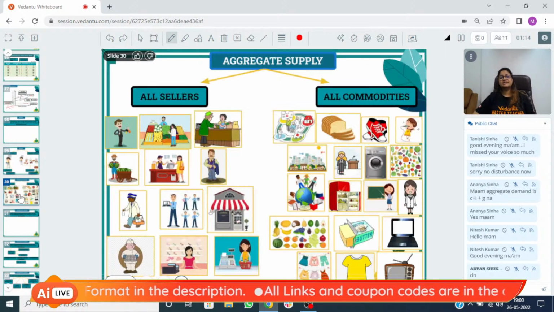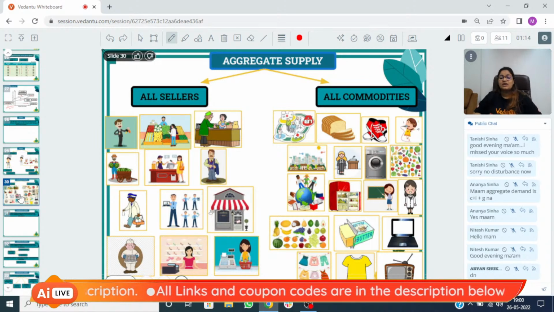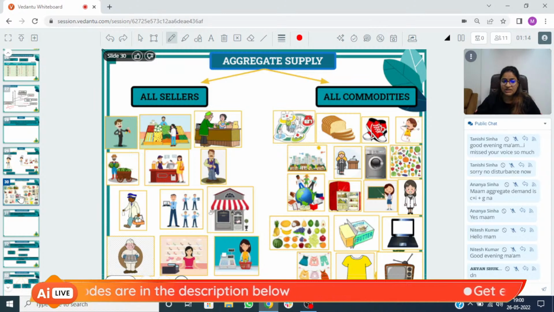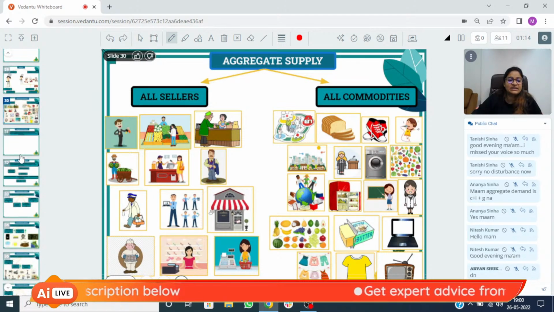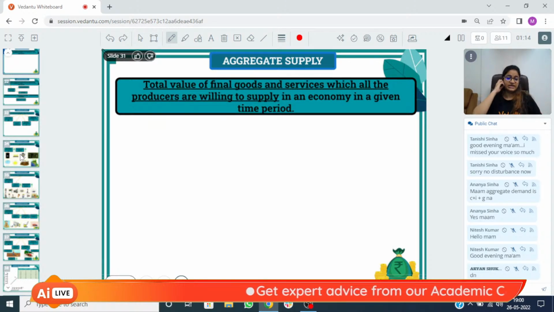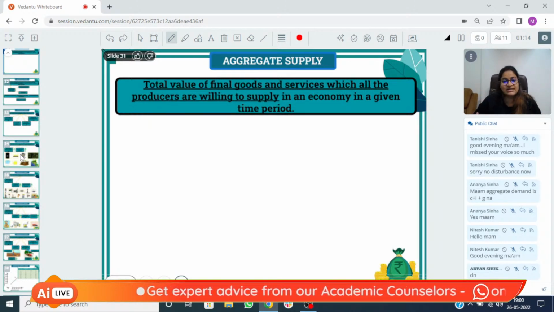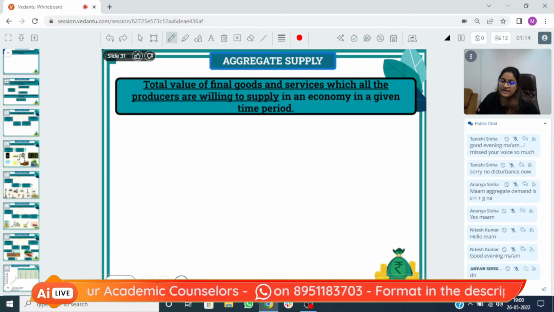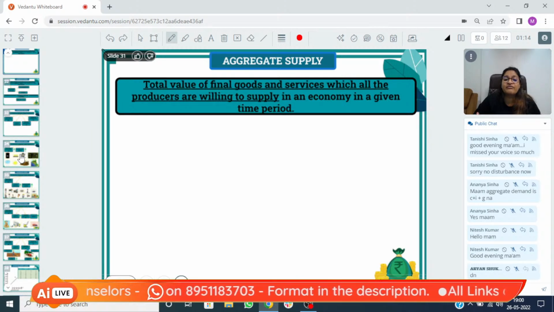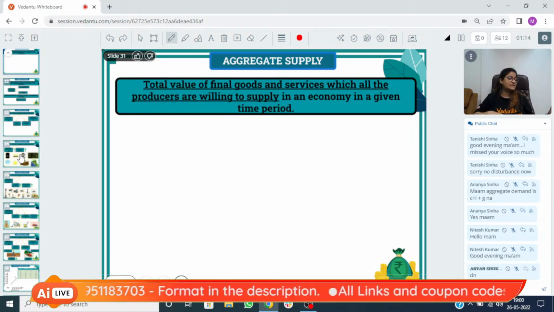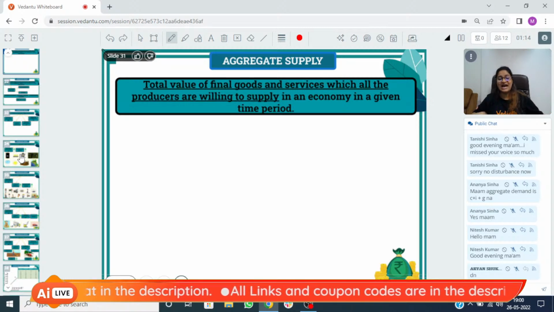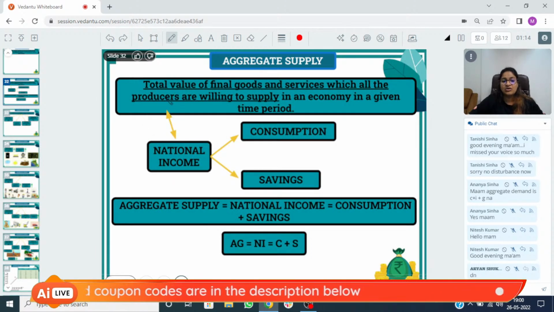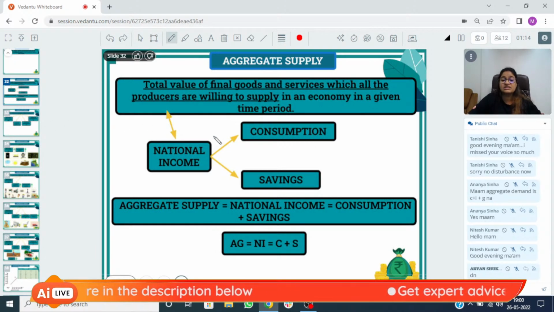In macroeconomics, supply has aggregate supply, where we have all the sellers of all the commodities. Correct? So what is the definition of aggregate supply? Chalo, let's see. It is the total value of final goods and services which all the producers are willing to supply in an economy in a given period of time. Again, bachcho, it is willingness. Have they actually sold yet? No, they will sell.